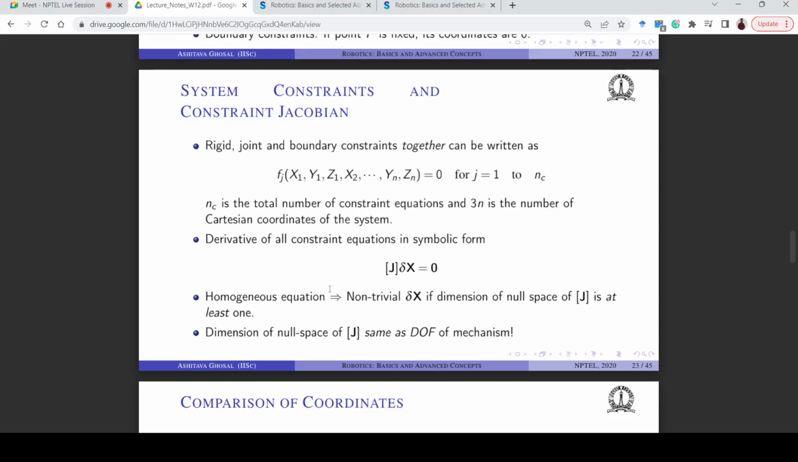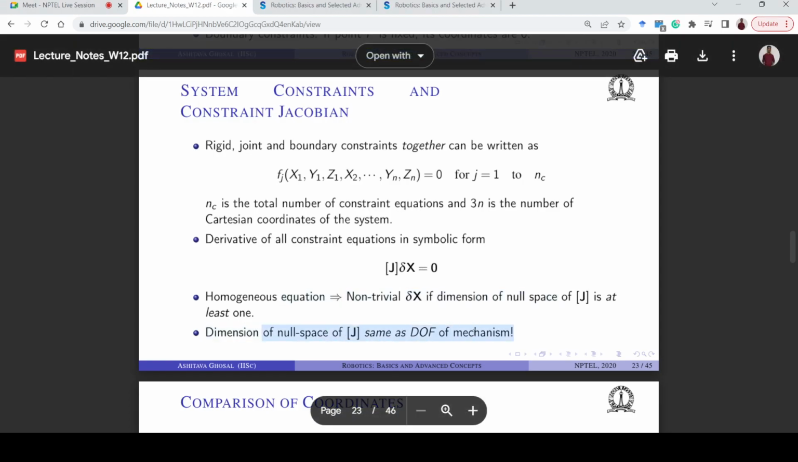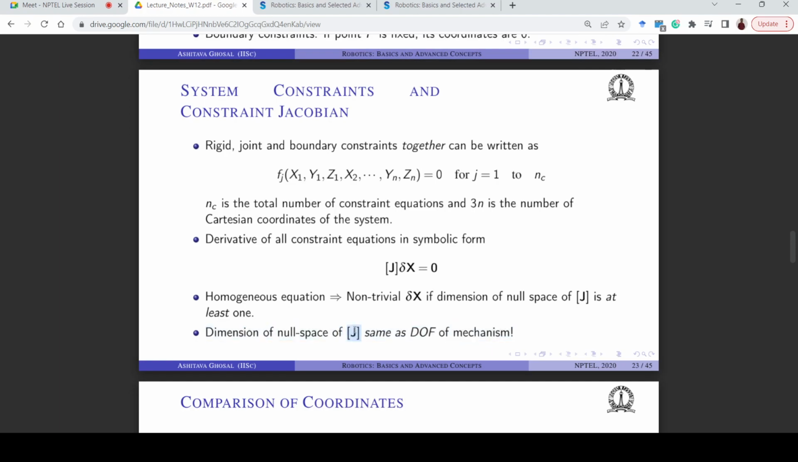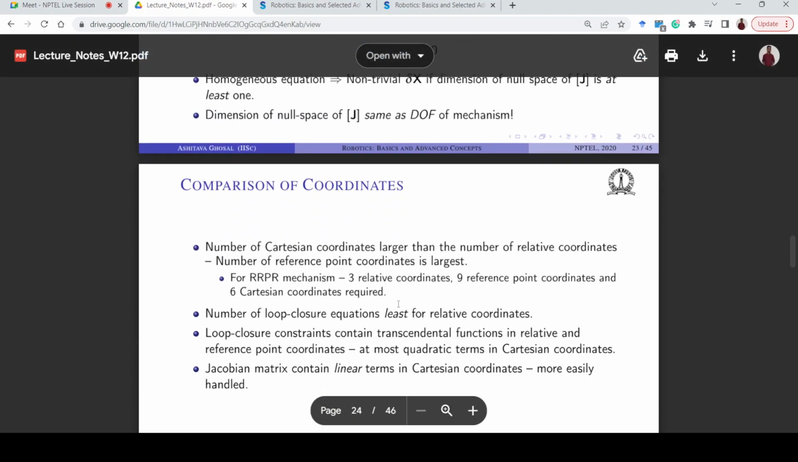So this is what has been told here. The dimension of the null space is the same as the degree of freedom, and you can calculate it by calculating the rank and subtracting it from the row or column dimension of this matrix. Since the null space and the row space are orthogonal to each other, you subtract the rank from the dimension of the row space to get the dimension of the null space.